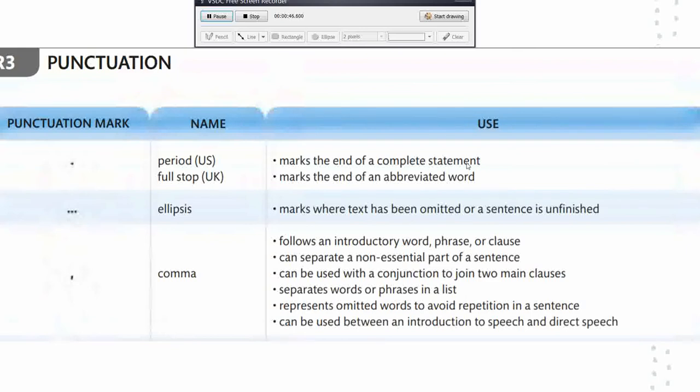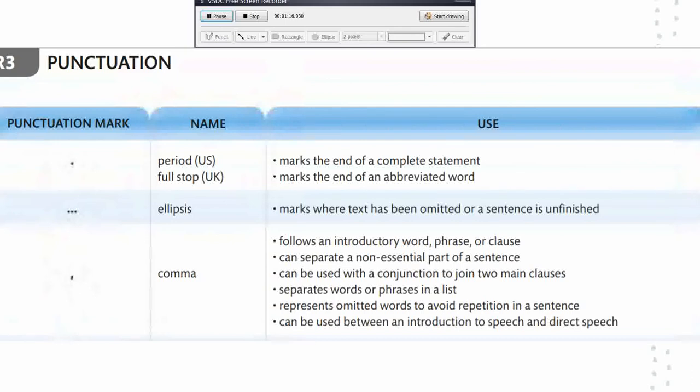It marks the end of a complete sentence or it marks the end of an abbreviated word. So we have got two functions of a full stop. Then we have got three dots. These are known as ellipses, marks where text has been omitted or a sentence is unfinished. Remember that it is only three dots, but more than three are never used. That is incorrect English.